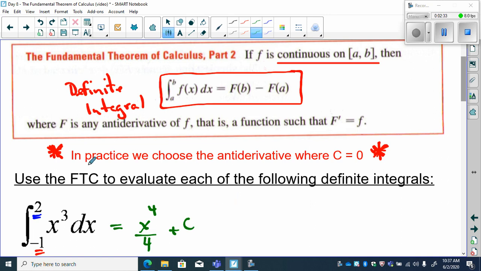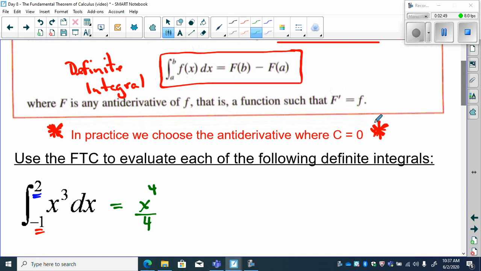Well, hold on a second. When we're doing definite integrals, it says to choose the antiderivative where c is 0. So I'm going to change the c to a 0, and in fact, if I'm changing that to a 0, I'm going to get rid of it altogether. So the antiderivative of x cubed is x to the 4th over 4. Now I want to evaluate this from -1 to 2.